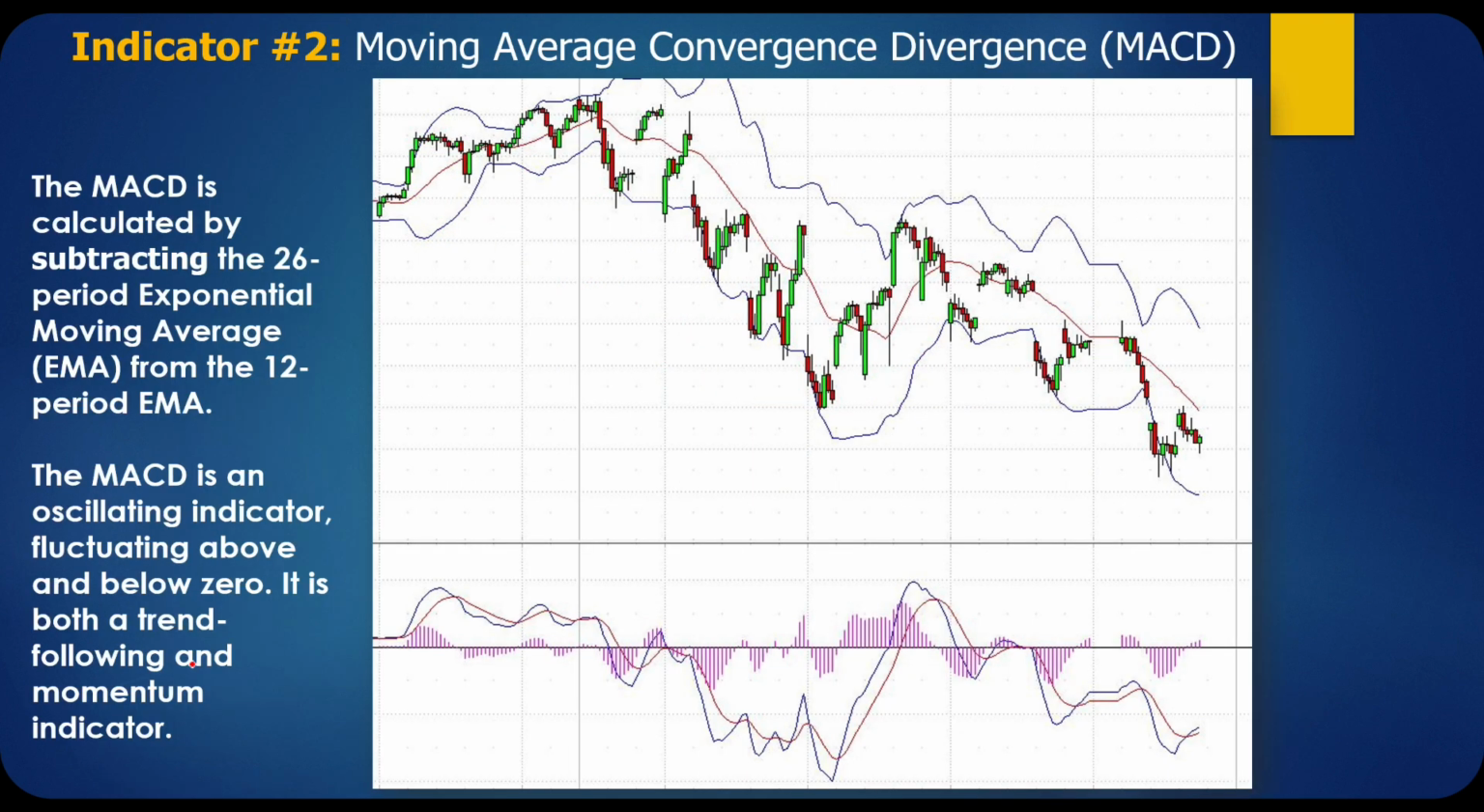So indicator number 2 is moving average convergence divergence. And that's otherwise known as the MACD, M-A-C-D. It's an acronym. And this is a commonly used indicator. One of the things that I've learned is that you really want to use the most common indicators because the stock market is a voting machine.